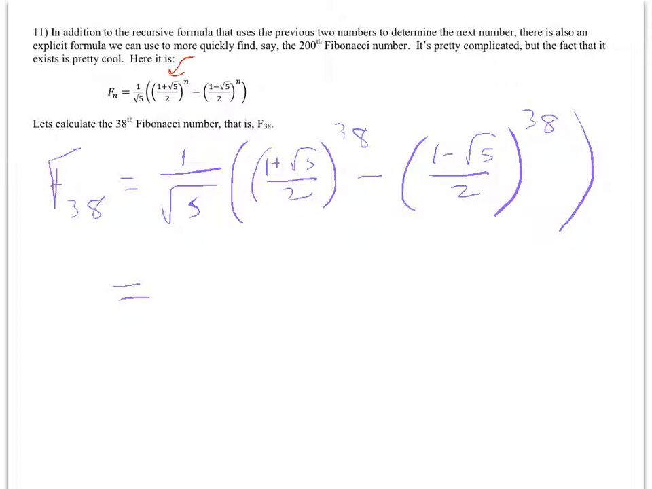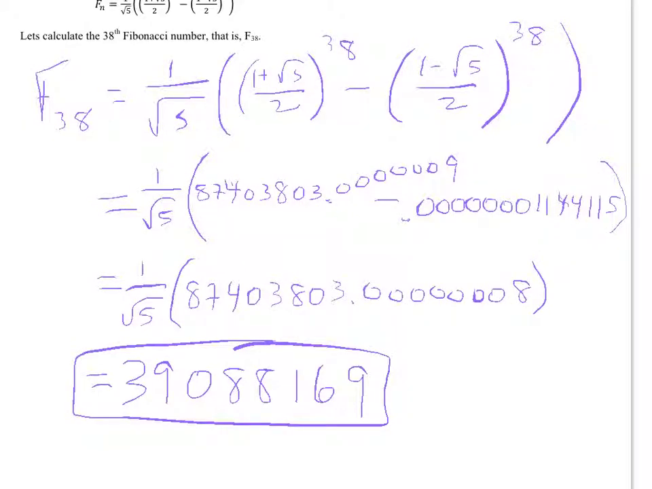And then I'm just going to carefully type this into my calculator, being sure I follow the order of operations, do anything in parentheses first, and I should come up with the value of F38 in just a second. Okay, so I've gone ahead and done out all the calculations. There's a lot of decimal places, but if you go ahead and do out this calculation here, where I just replaced all the n's with 38s, and you're careful to follow the order of operations, you should come out with 39,088,169 as the 38th Fibonacci number.